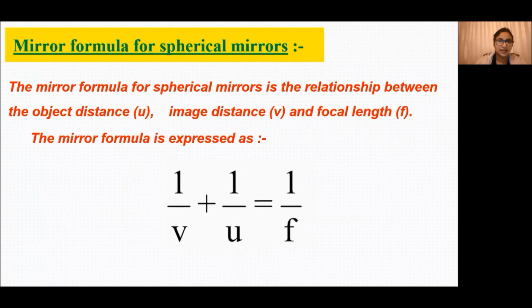To obtain exact information about the size, image distance, object distance, and focal length, we can use the mirror formula. The mirror formula is expressed as 1/v + 1/u = 1/f, where v is the image distance, u is the object distance, and f is the focal length. All these quantities are measured in meters.